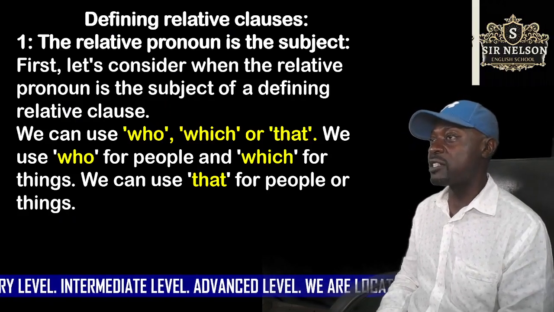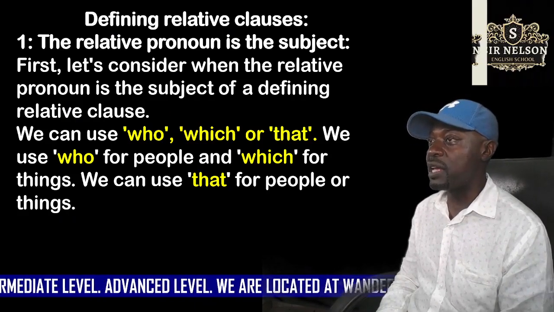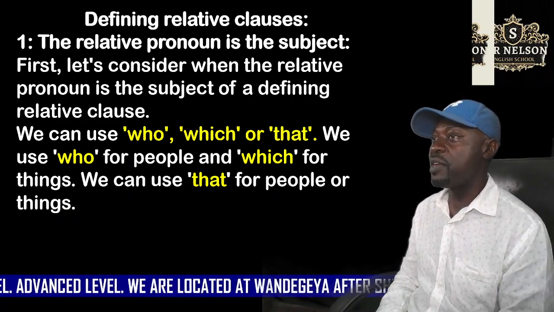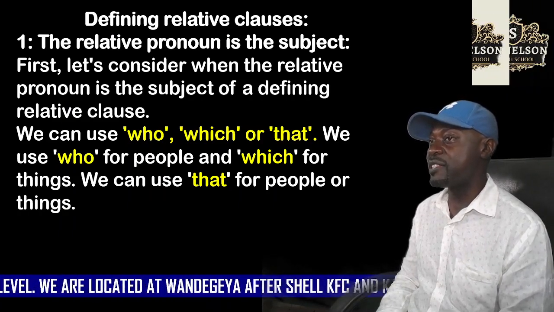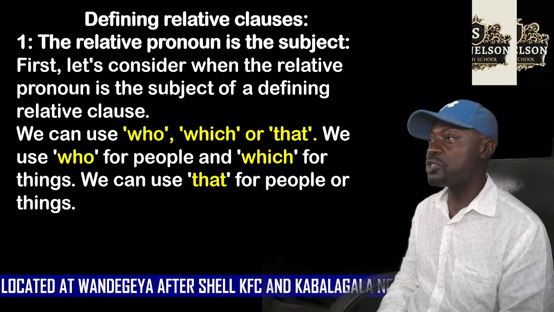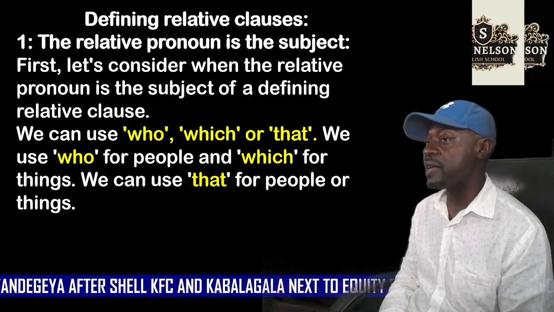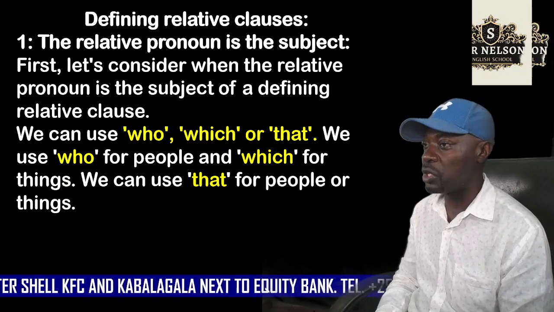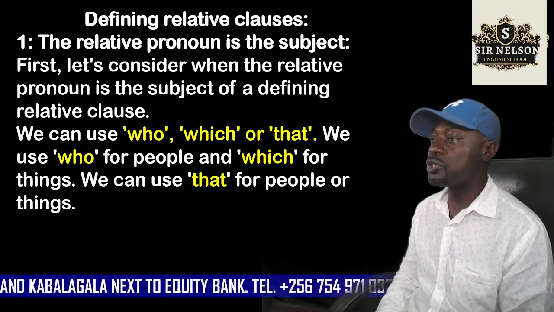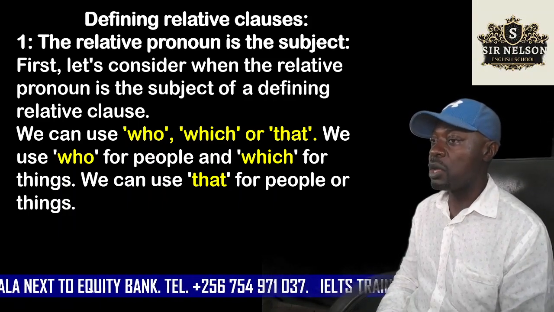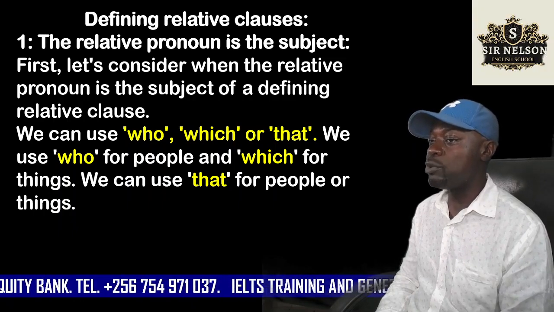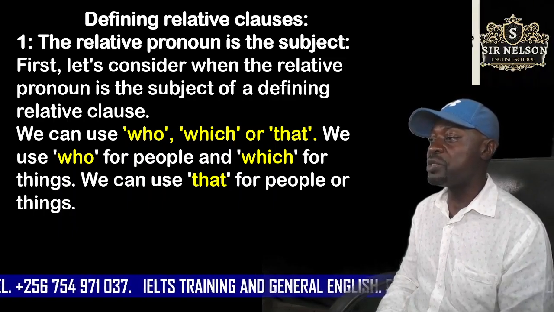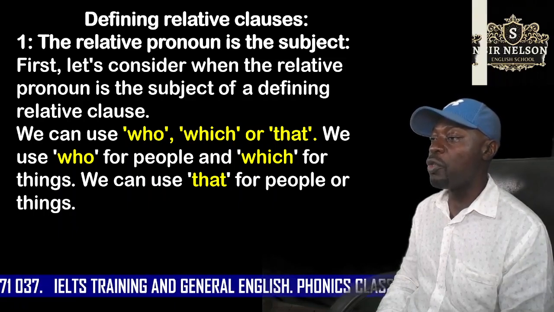Let's focus on defining relative clauses at the moment. The relative pronoun is the subject. First, let's consider when the relative pronoun is the subject of a defining relative clause. We can use who, which, or that. Who for people and which for things. We can use that for people or things.